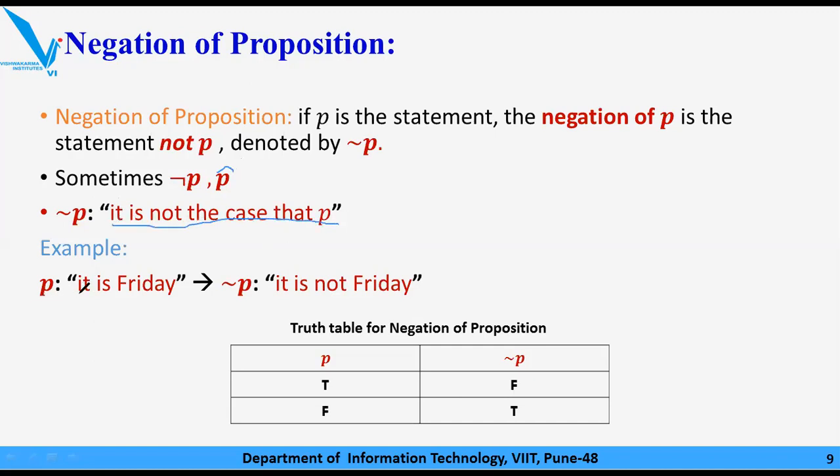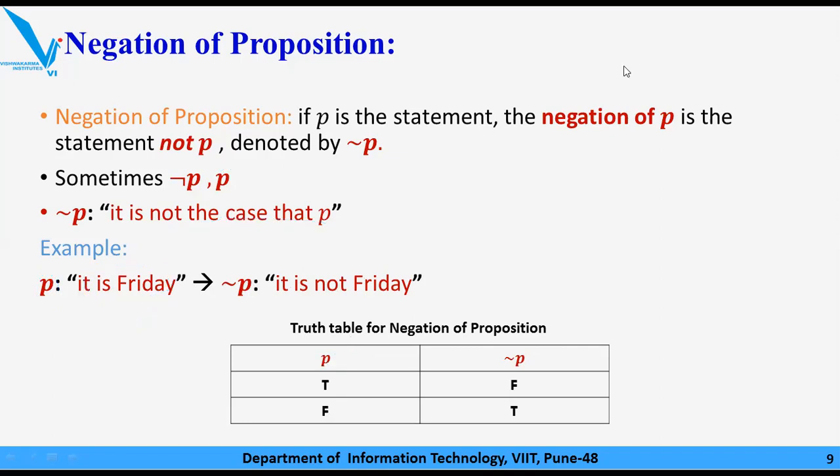For example, as I explained, a proposition is a declarative sentence represented by a symbol P. Whenever you solve a problem, rather than writing the whole statement, you can use only a symbol. So P represents "it is Friday", and the negation of P represents "it is not Friday". Let's say P has the truth value true, so the negation of P will be false. If P has the value false, the negation of P will be true. This is what negation is.